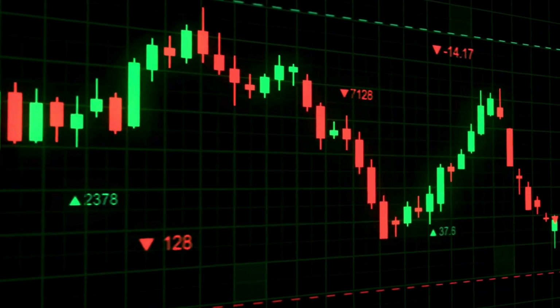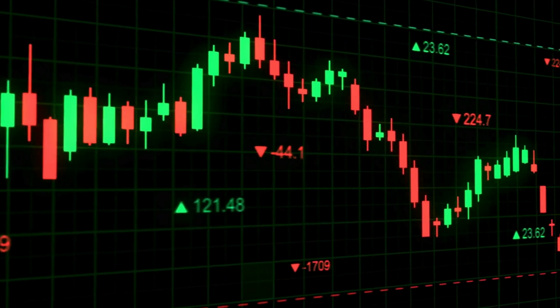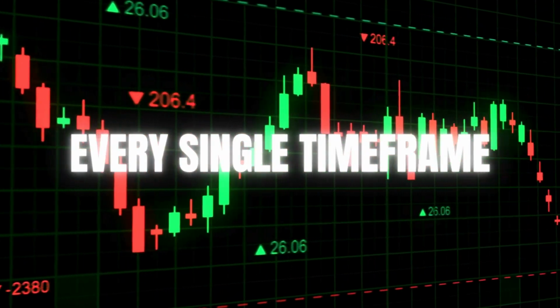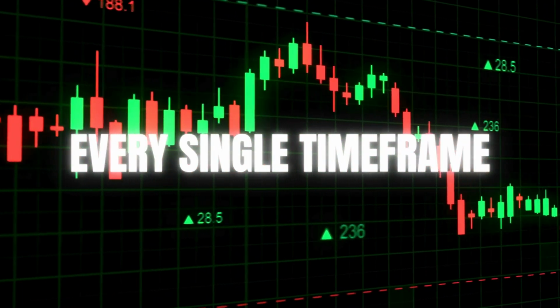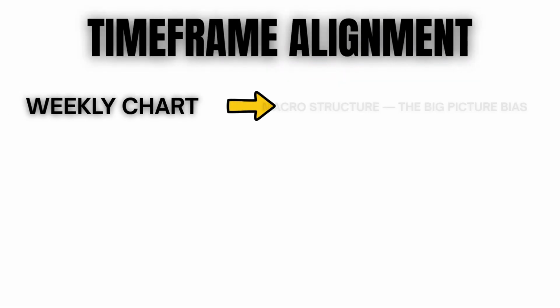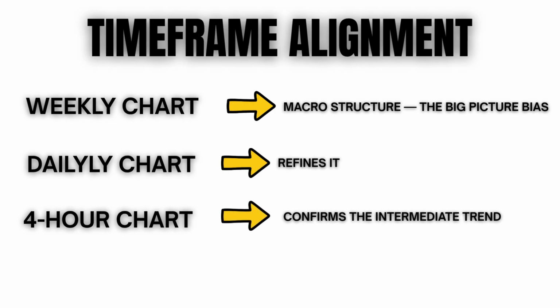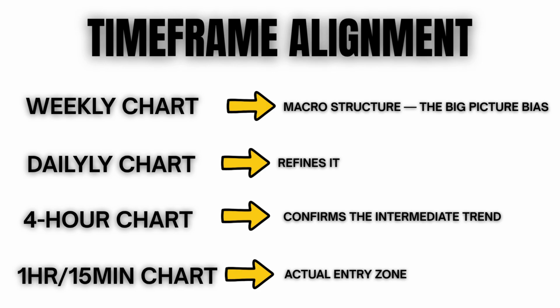One of the most powerful things about reading market structure the ICT way is that you can apply it across every single time frame, and the higher time frames always take priority. Think of it in layers. The weekly chart gives you the macro structure, the big picture bias. The daily chart refines it. The 4-hour confirms the intermediate trend. The 1-hour and 15-minute charts are where you find your actual entry.